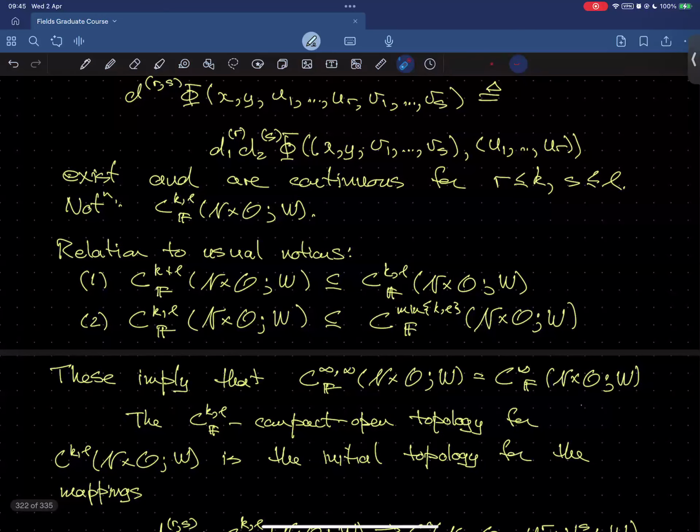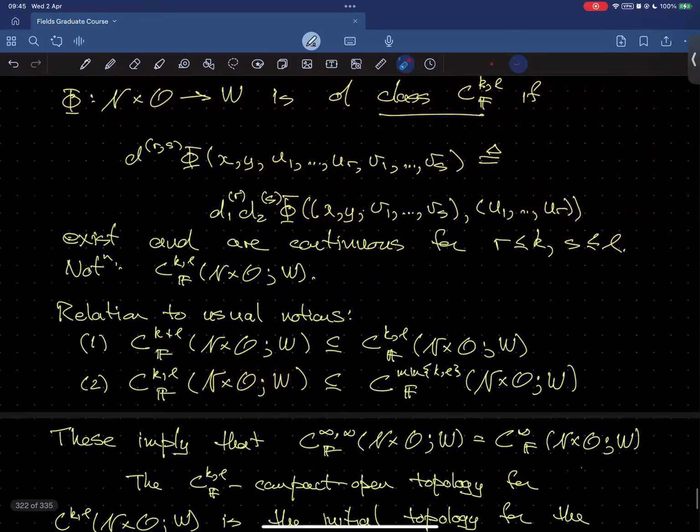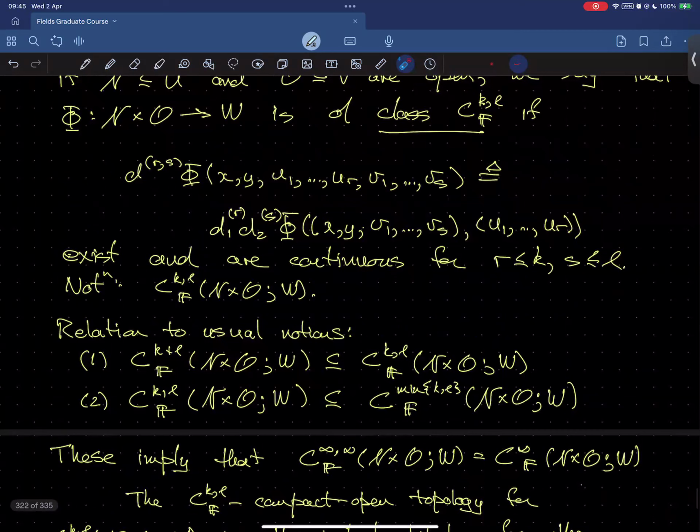Okay. But it also makes sense, if I have a mapping from N cross O into W, to simply talk about CK of N cross O into W, right? I don't need CK comma. N cross O is an open subset of the locally convex space U cross V. So what's the relationship between the CKLs and the CKs, right? So here it is.